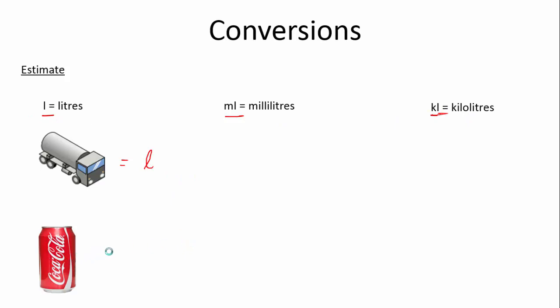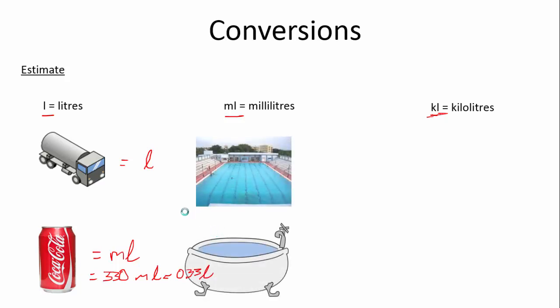A Coke can, are we going to measure that in liters or milliliters or kiloliters? Definitely not kiloliters. Liters, you might see a 2-liter Coke bottle, but this is just a can, and that is milliliters. That is normally 330 milliliters, which is the same as 0.33 liters. Okay, let's look at these next pictures. A swimming pool. Are you going to measure that in milliliters, like Coke cans? No. Liters, like oil tankers? No, the best here is going to be kiloliters. A bath? Again, liters is going to be the best for a bath.